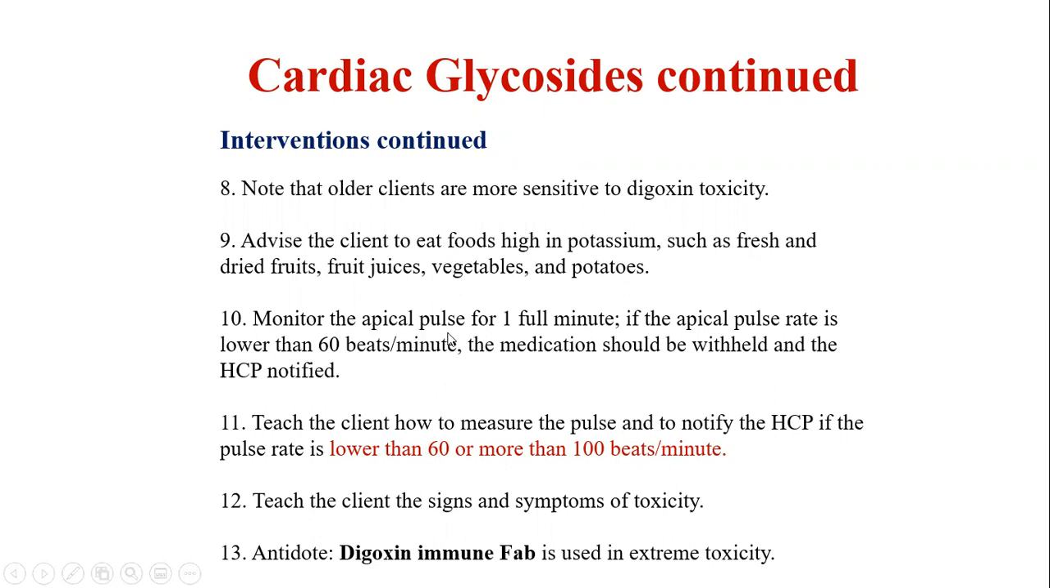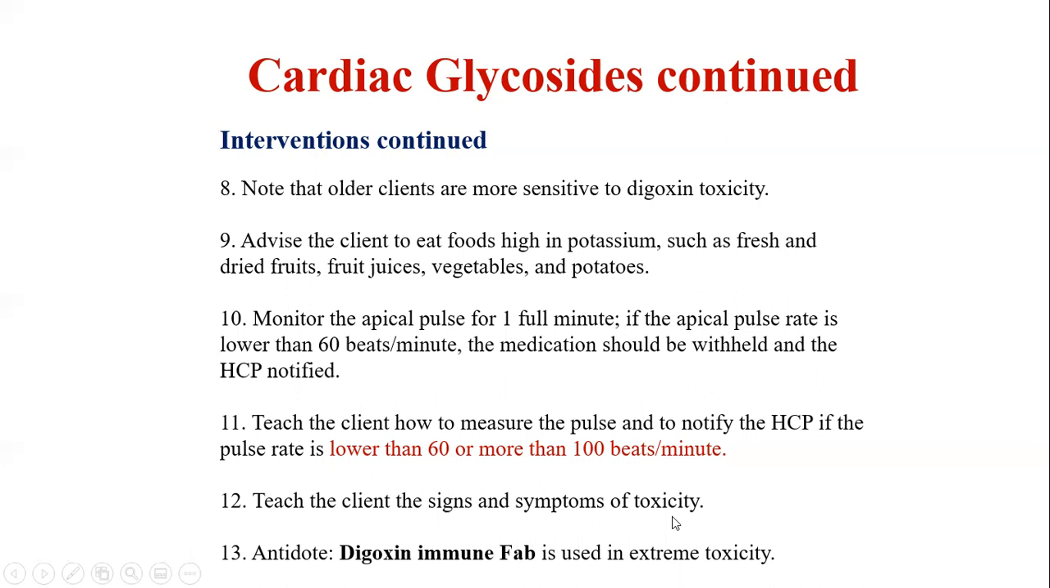We monitor the apical pulse for 1 full minute. If the apical pulse rate is lower than 60 beats per minute, the medication should be withheld and the healthcare provider notified. Educate the client how to measure the pulse and to notify the healthcare provider if the pulse rate is lower than 60 or more than 100 beats per minute. Also educate the client on the signs and symptoms of toxicity.